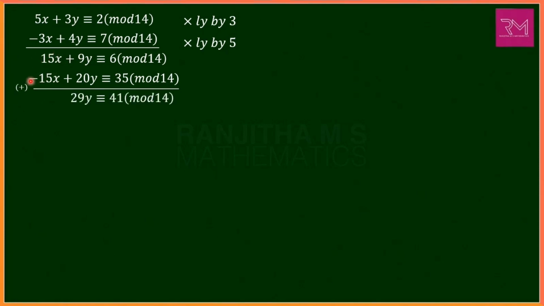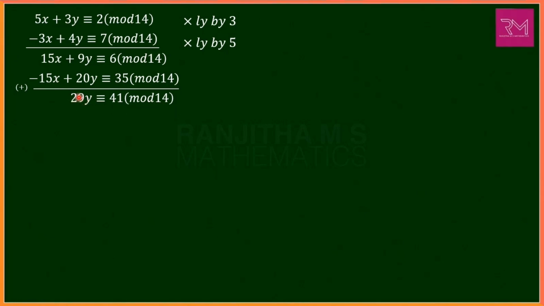Here plus into minus is minus. So plus 15x minus 15x gets cancelled. Remaining is 9y plus 20y is 29y congruent to 6 plus 35 is 41 under mod 14 as it is. Next step, the procedure is same as before. So here we have the linear congruency as 29y congruent to 41 mod 14.